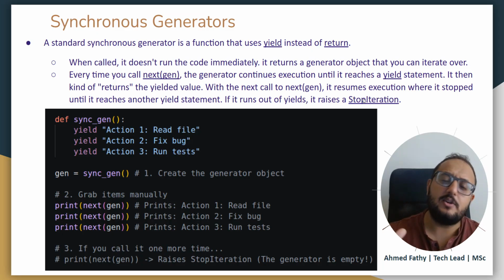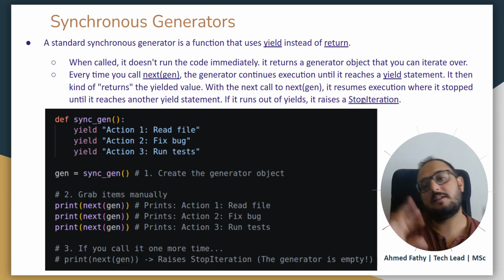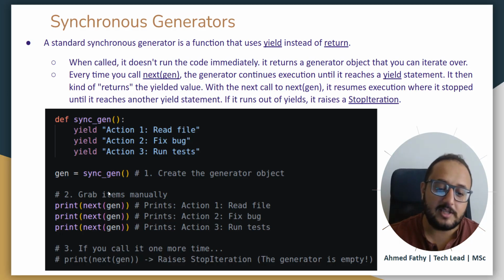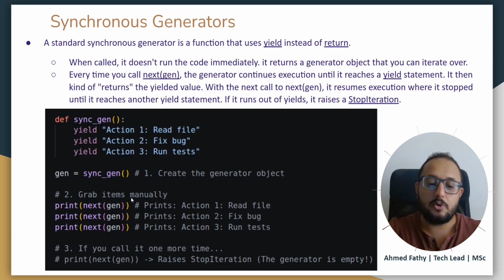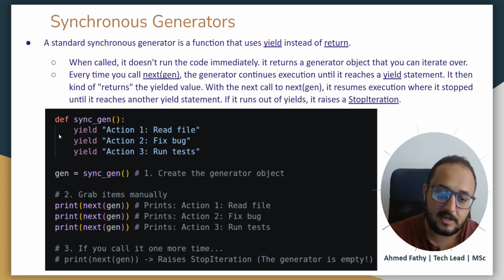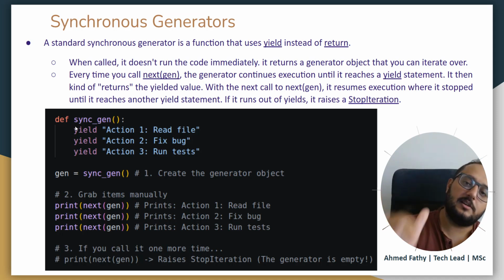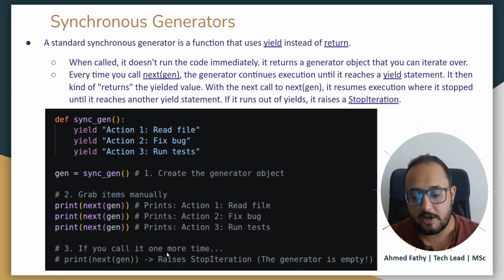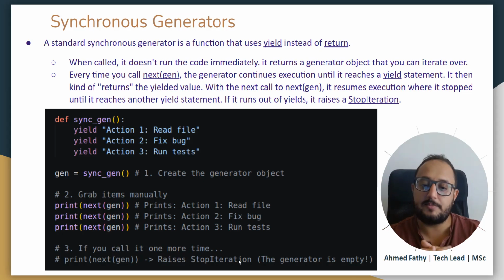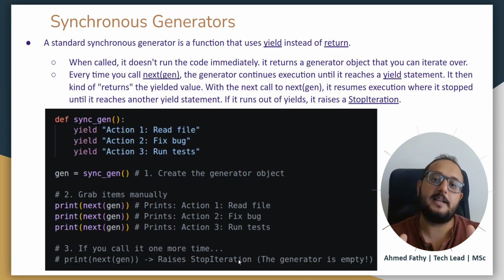So you can think of it as starting a function and then being allowed to return something in the middle of the function, but then you can recall the function using next(gen), and you don't start from the beginning. You start where you stopped. You do some more logic, you can have multiple logic statements between those yields, and when you reach another yield, you return, and this is what you print here. The second one prints action 2 fix bug, and the third prints action 3 run tests. Then if you call next(gen) again and there is no yield, you get a StopIteration exception because the generator is empty.